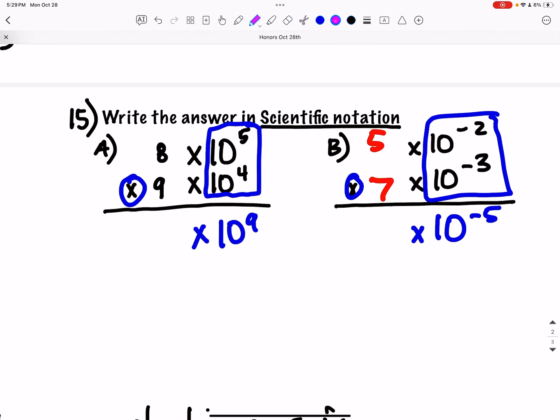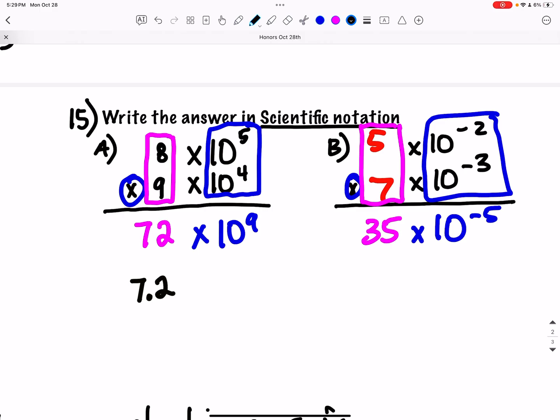The first number, normal numbers, normal multiplication, 72. This one, normal numbers, normal multiplication, 35. But these are not scientific notation as much as they look like it, because in scientific notation, the decimal has to come after the first number. So we can't have 72, but we can have 7.2. And over here we can't have 35, but we can have 3.5. So we actually made this 10 times smaller. So to even that out, we have to make this one 10 times bigger.